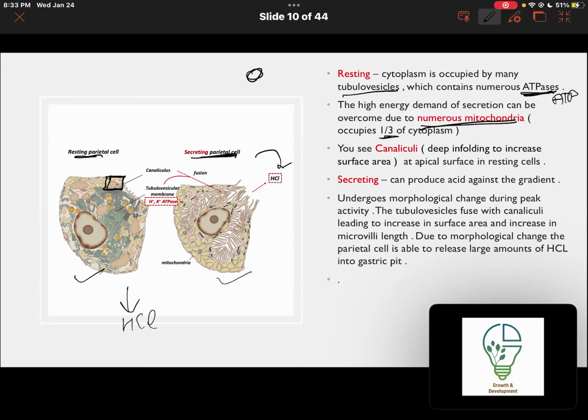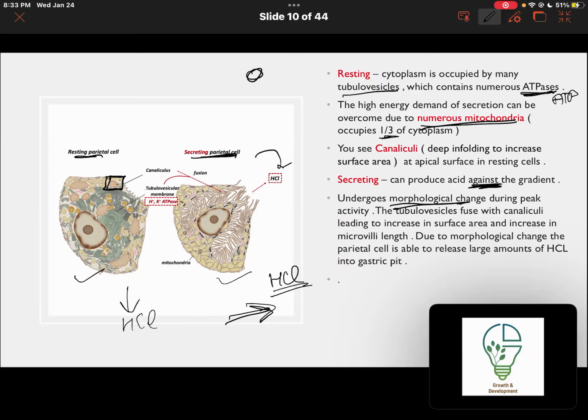So the parietal cell can produce acid against the gradient, which means, and this is very important because obviously we already have HCl in the stomach, right? But we still want more. So the parietal cell, against the gradient, it can produce HCl. So it obviously undergoes morphological changes because it looks completely different. The tubular vesicles fuse with the canaliculi, leading to an increase in surface area and increase in microvilli length.